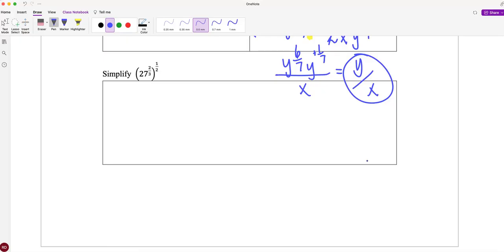Simplify this fraction. So I've got something raised to a power raised to another power. I multiply exponents. So this is 27 and then 2/3 times 1/2. This is 27 to the 1/3. That just means the cube root of 27. That is the number 3.